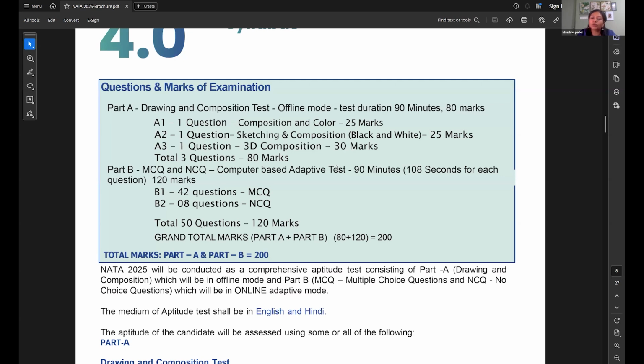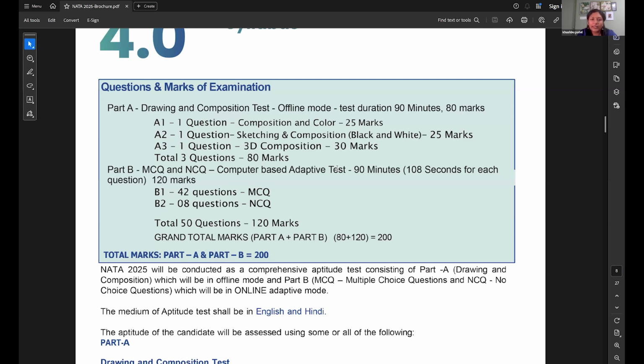This section also has 90 minutes of time and a total of part B1 and B2, where B1 is the MCQ section, having 42 questions, and B2 is the NCQ section, with 8 questions, which makes a total of 50 questions and 120 marks. Part A and part B, 80 marks and 120 marks, make it 200 in total. The NATA paper is going to have 200 total marks.